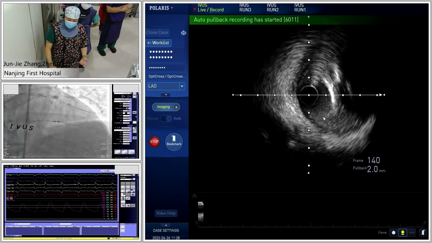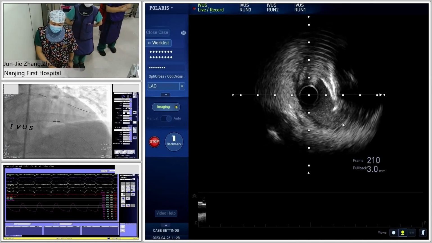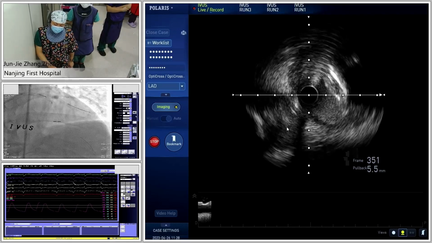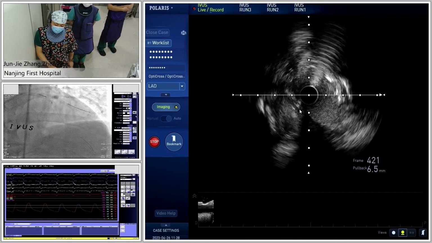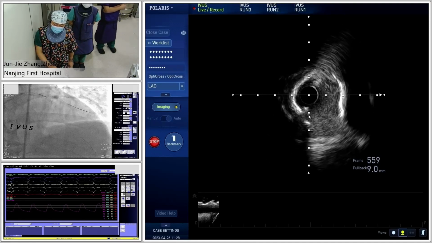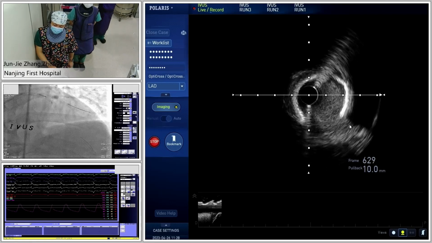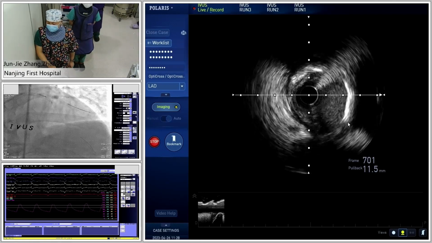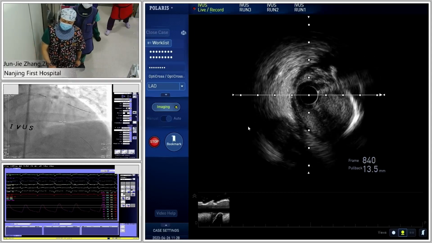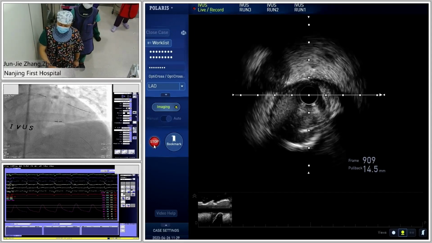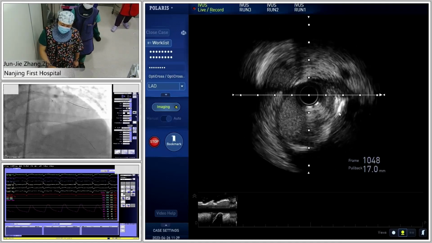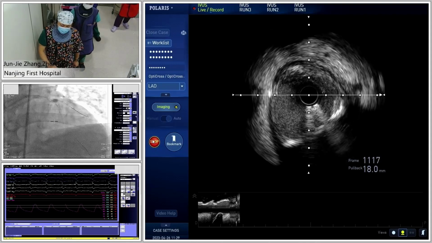From the IVUS we can see media dissection, and here we can see the guide wire. This is the LAD and the diagonal bifurcation. Media dissection. I think we have gotten a nicer effect with T-wave IVL therapy. We have cracked the superficial calcification. Here, this is a crack.